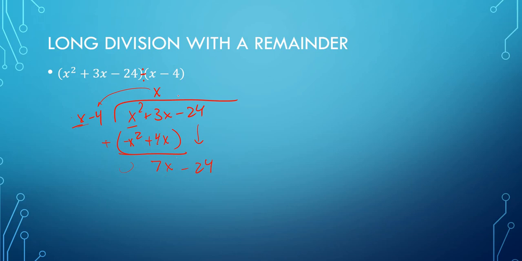Come back to here. X times what gives you 7x? Plus 7. 7 times x is 7x. 7 times -4 is -28. Again, subtract the whole thing. 7x minus 7x is 0. -24 minus a negative makes that plus. We have a remainder of 4, and that comes up as 4 over x minus 4. This is my final answer. Again, slow it down, go back, listen again, and we will do some in class.